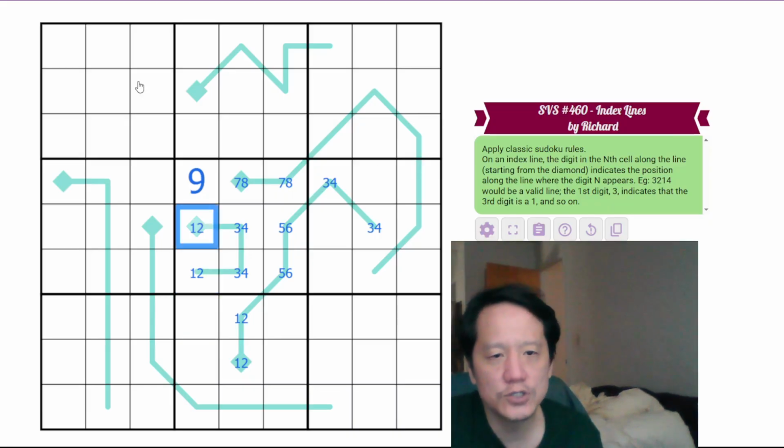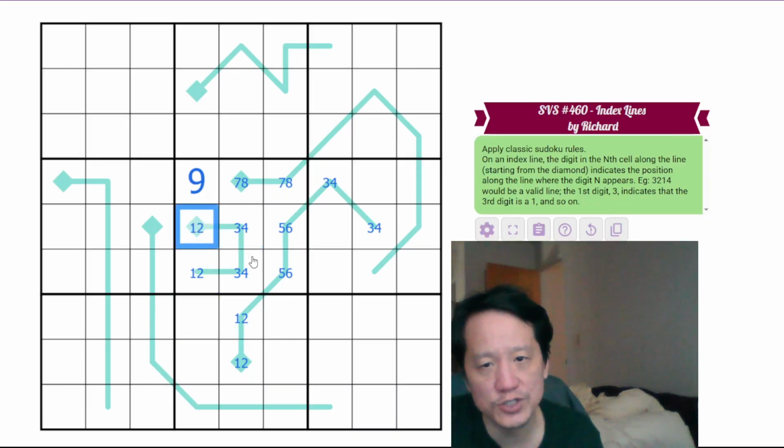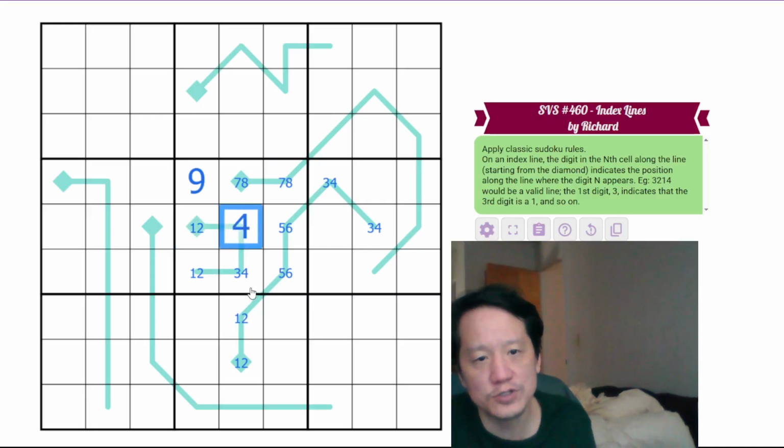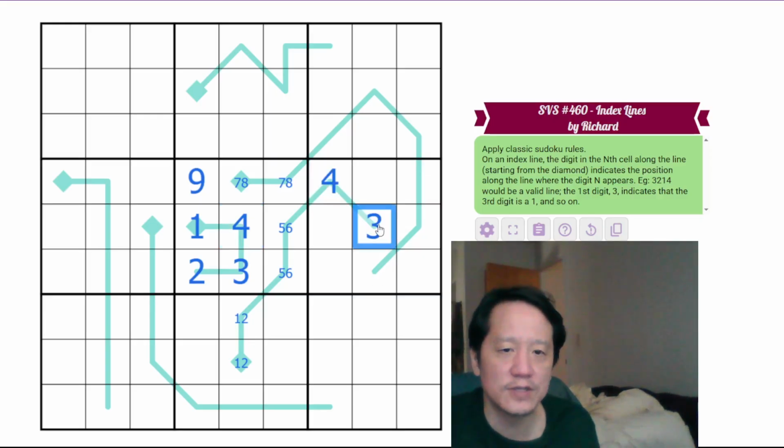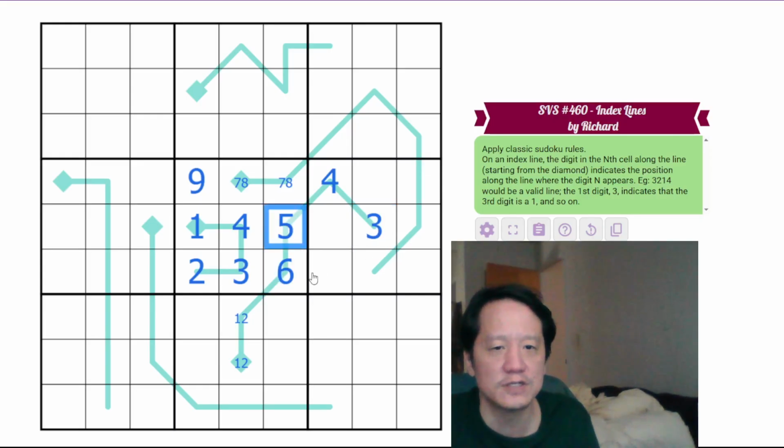2 cannot be in the first position, so 2 has to be in the 4th position. So this is 4, which makes that 2, which makes that 1, which makes that 3. 4 eliminates 4 here, so that's 3 and 4. That means 3 is, that's saying 6 has to be in the 3rd position. So this is 6, and that's 5.